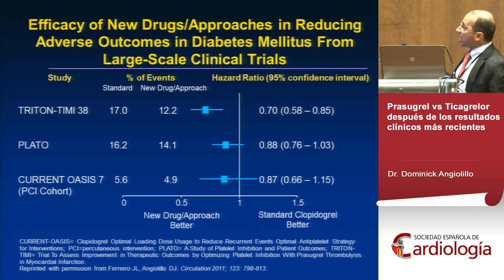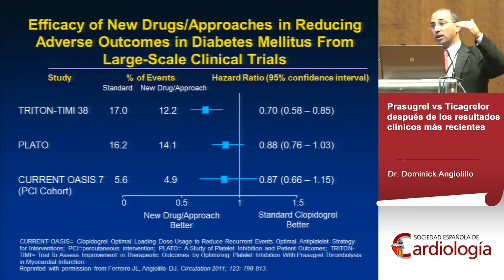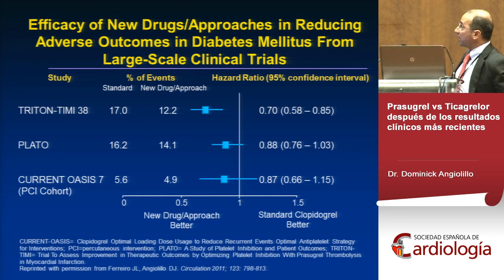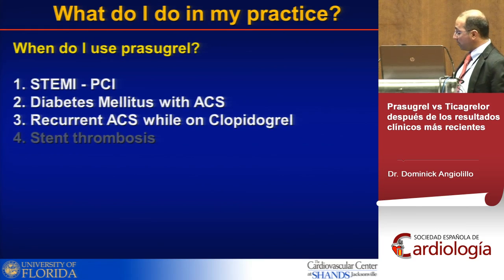What we see with ticagrelor is, again, a consistent effect. Please do not let these confidence intervals fool you. The P for interaction was above 0.1. But what we can see in Triton with Prasco, and this is something endorsed also in the European guidelines, is that there appears to be something more favorable in patients with diabetes. And I think you cannot neglect this 30% relative risk reduction in this patient population, with a risk that was even higher among insulin-dependent diabetics.